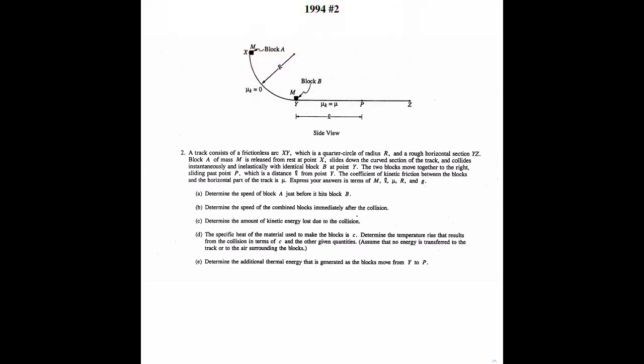There's a block A that starts out at rest at the top of this curved segment. I suppose that's exactly 1/4 of a circle, like a quarter pipe. And then block B starts out at rest. Both blocks have the same amount of mass. It's just referred to as capital M. So there's no numerical values given, but we know the blocks have identical mass.